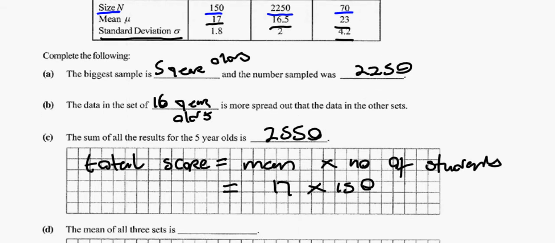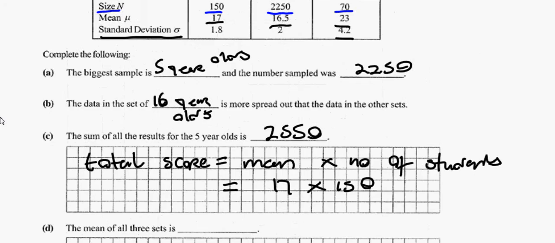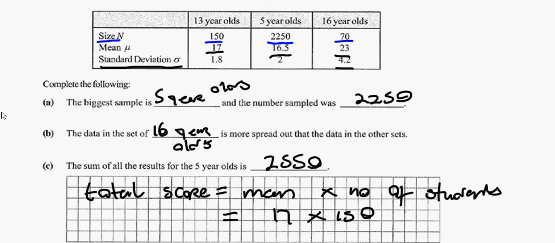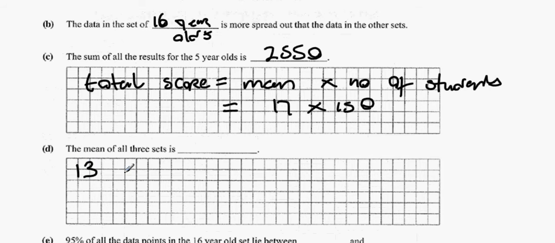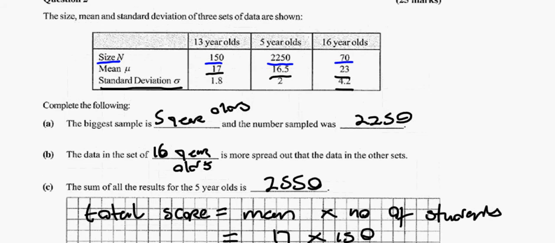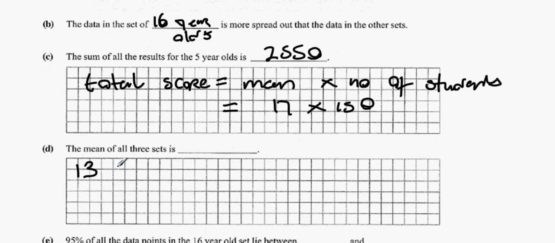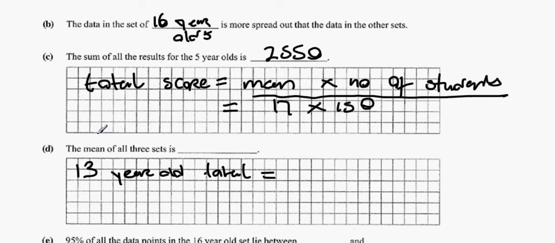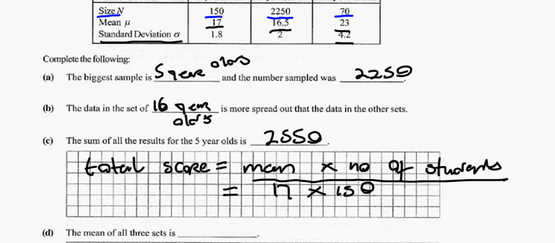Okay, the mean of all three sets is, so to get the mean of all three sets, we need to get the total of all three sets. So the 13-year-old total, excuse me. The 13-year-old total is equal to the mean, what we just did a second ago, the mean multiplied by the number of students. So it's going to be 150 times 17.